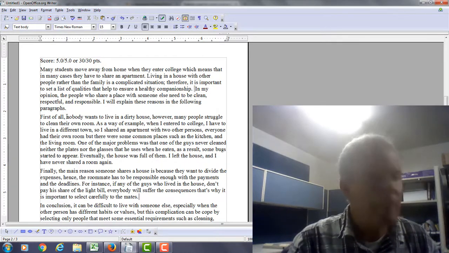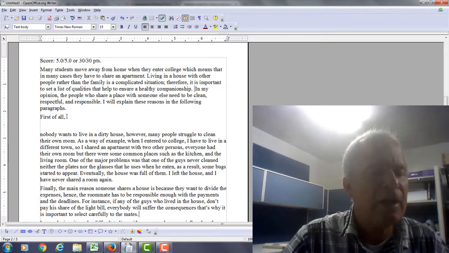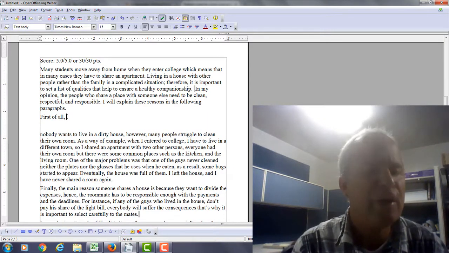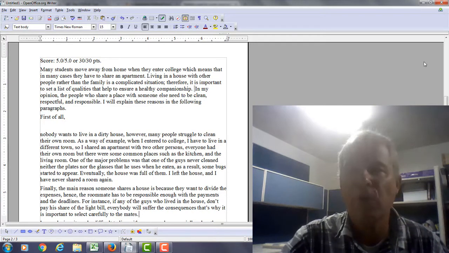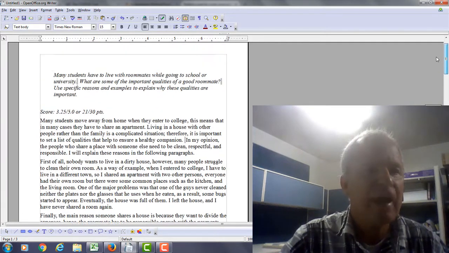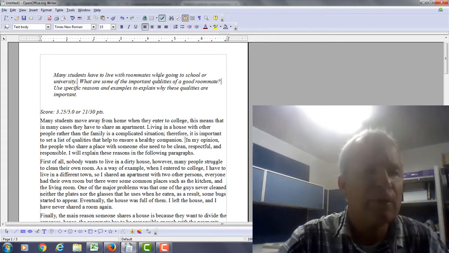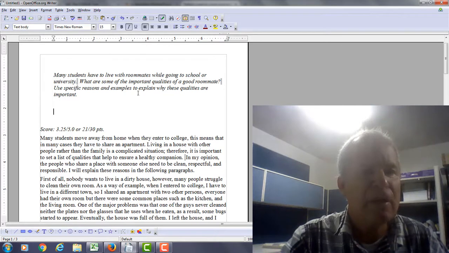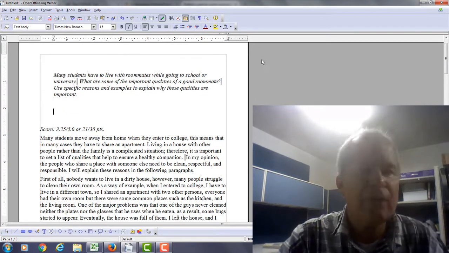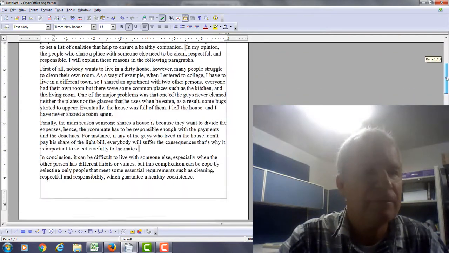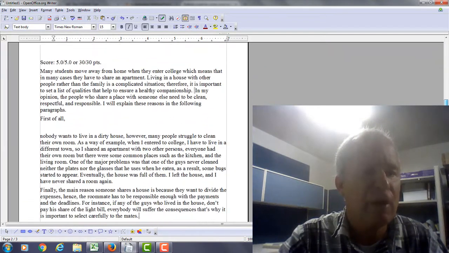Okay, my first big change in paragraph 2 is you actually need, I'm going to give you a topic sentence here. So you say nobody wants to live in a dirty house. However, many people struggle to clean their own room. But the question is, how does that relate to what are some of the most important qualities of a good roommate? So, you probably want to say here, I'm going to kind of restate this idea, important quality, right? And give you more of a general idea here.